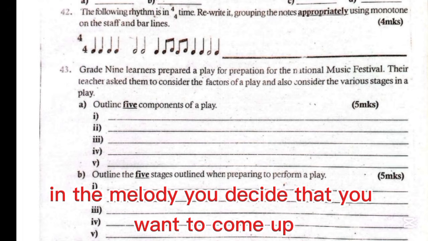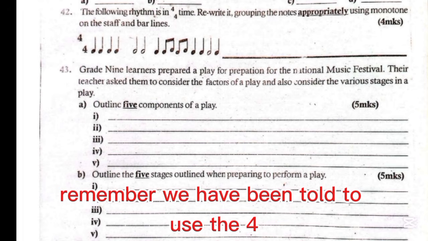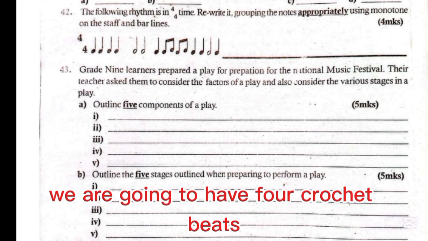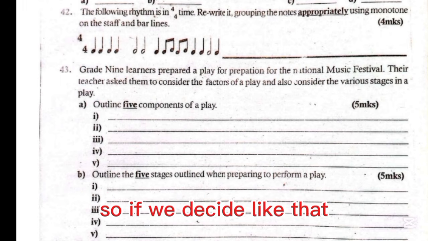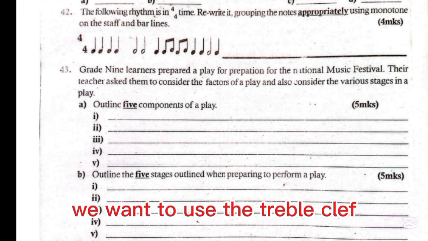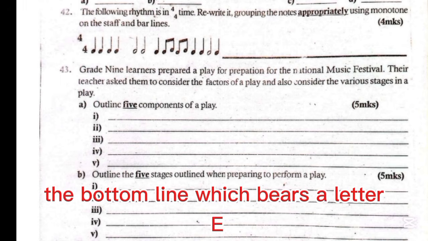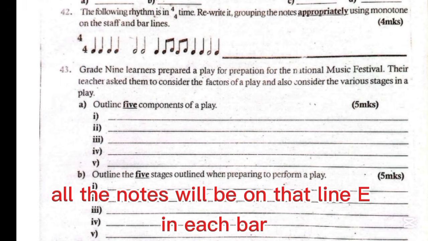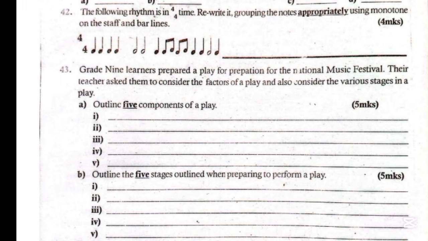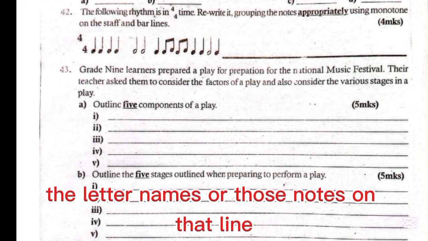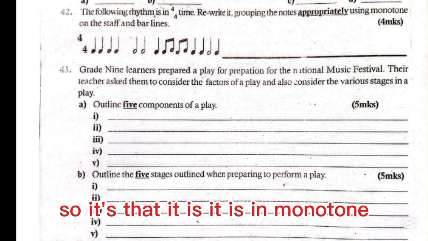Remember, we have been told to use 4/4 time. That means in each bar, we are going to have 4 crotchet beats. So if we decide that we want to use the treble clef, and we decide to use the bottom line, which is E, then in each bar we are going to write the letter names or those notes on that line. So it is in monotone.